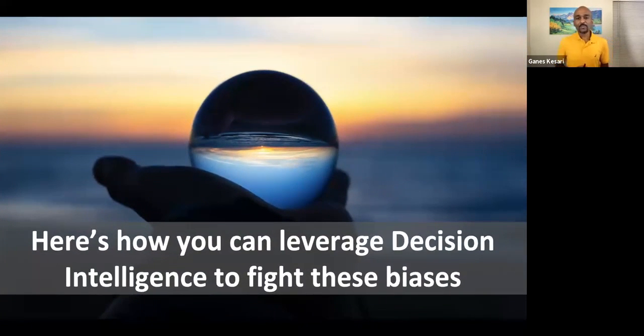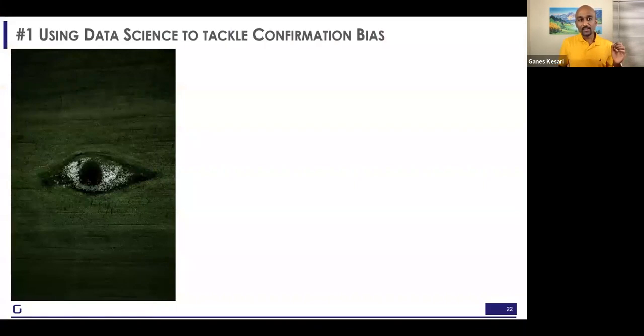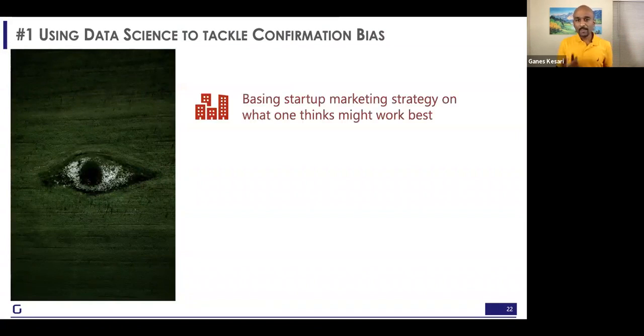So the final section: what are the recommendations to fight these three biases? How can you use data science, the three principles we've seen, to tackle confirmation bias? The example we saw earlier looked at a founder who has probably already decided they're going to place some Facebook ads as part of their marketing strategy. So how do you fight that kind of confirmation bias?